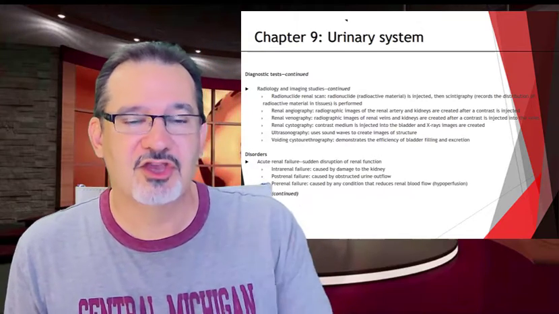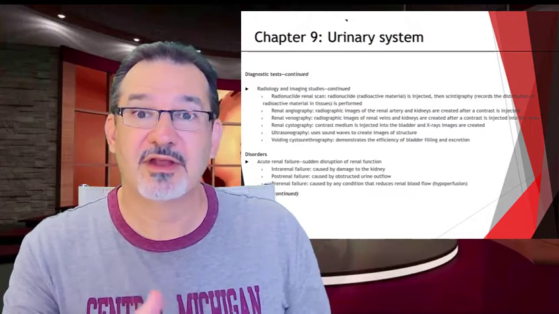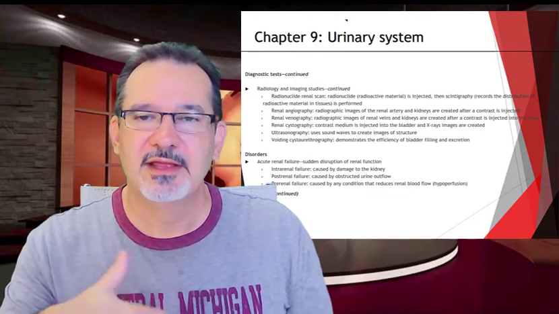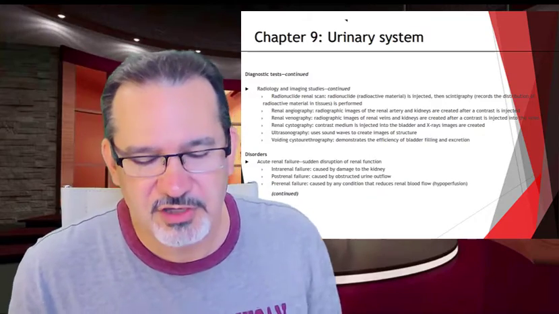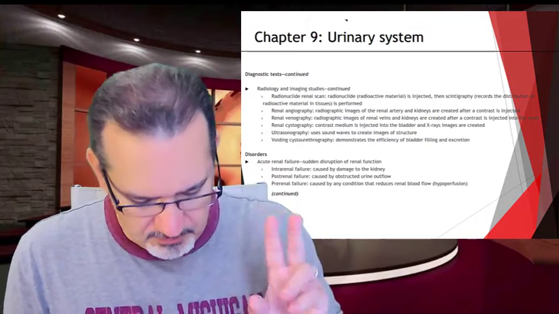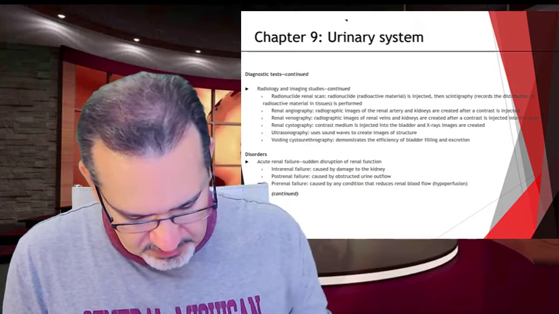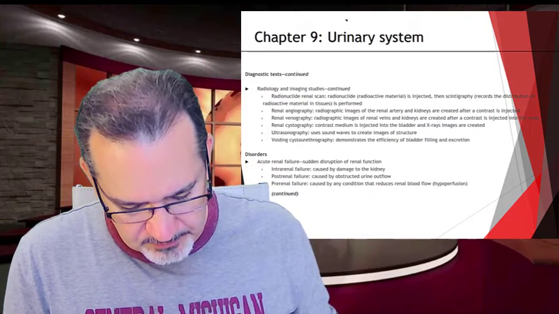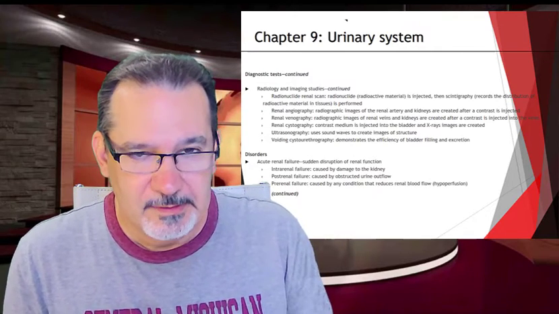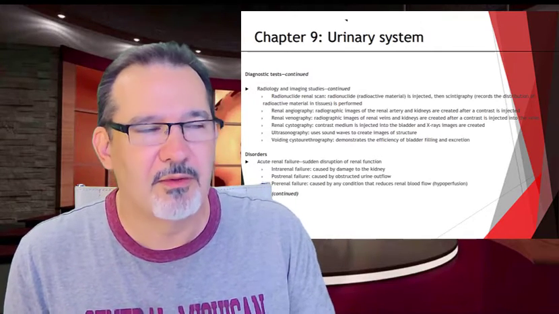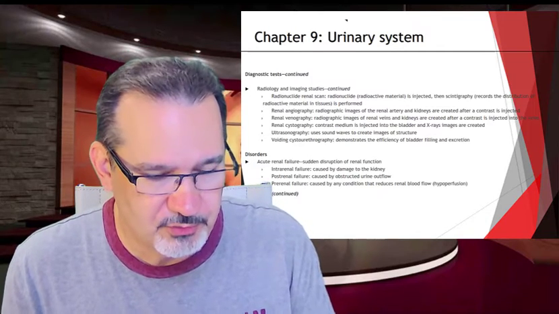Okay, so all of that leads into possibly diagnosing certain disorders, right? Like acute renal failure. Okay, acute being sudden onset, so the sudden onset or disruption of renal function or kidney function. Okay, 3 stages of renal failure. The intrarenal failure, okay, caused by, or I would say not stages, but 3 potential causes of acute renal failure.